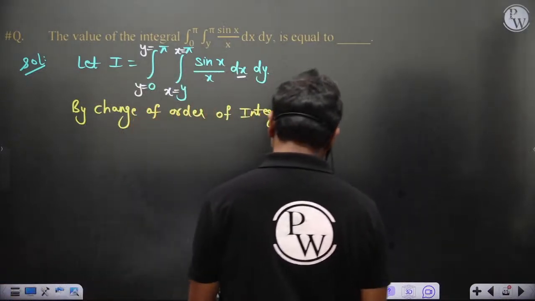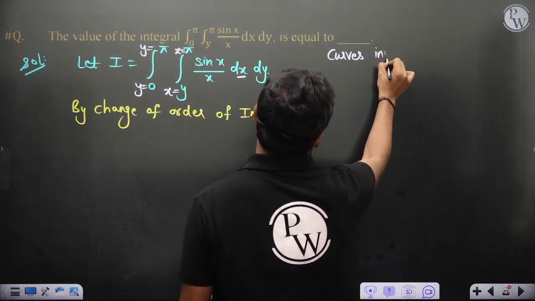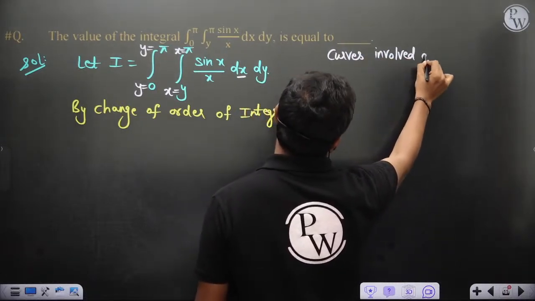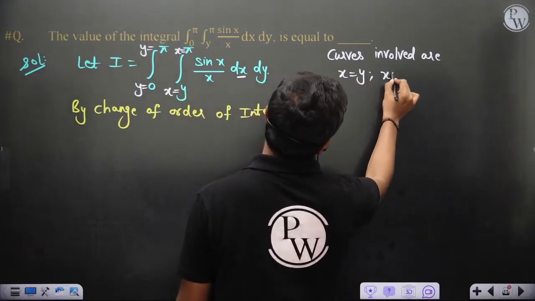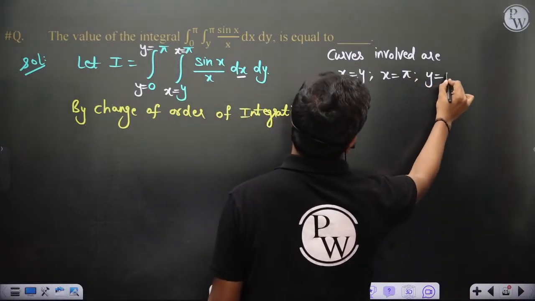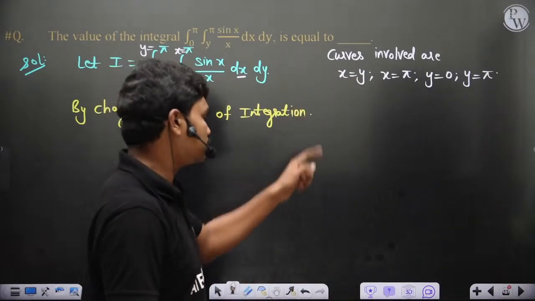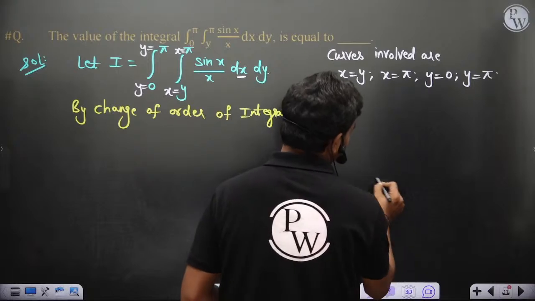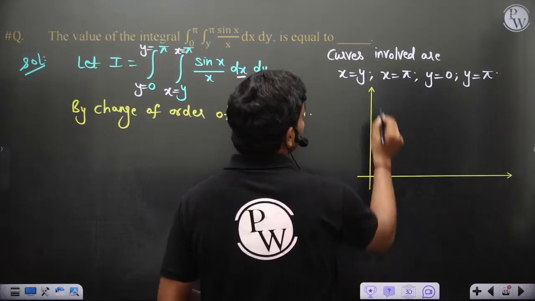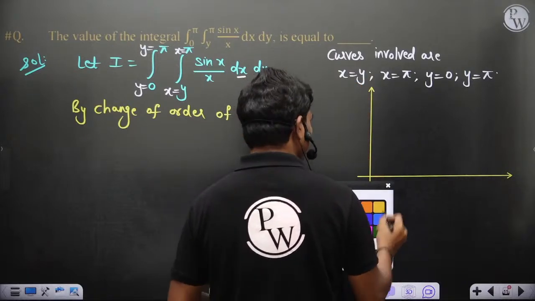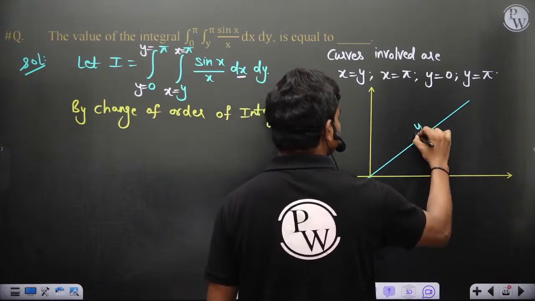For change of order of integration, first of all, what are the curves involved? x equal to y or y equal to x, x equal to pi, y equal to 0, and y equal to pi. Let us focus on the region bounded by these curves. If you plot that, we have the x-axis, then the y-axis, of course. Then first y equal to x, the line is something like this.